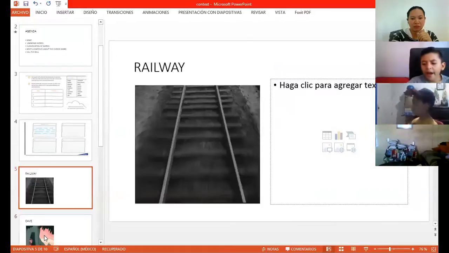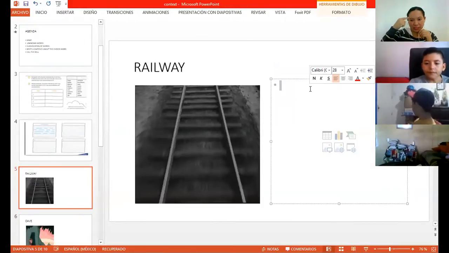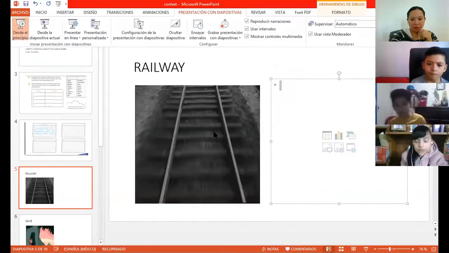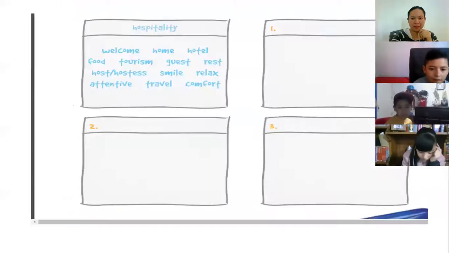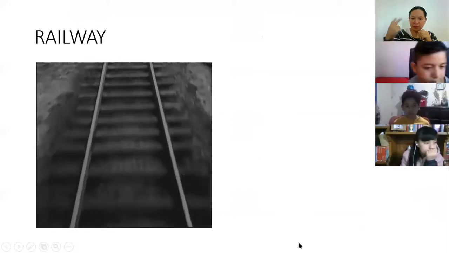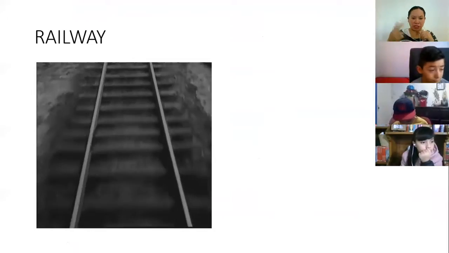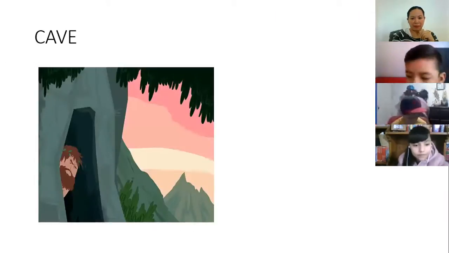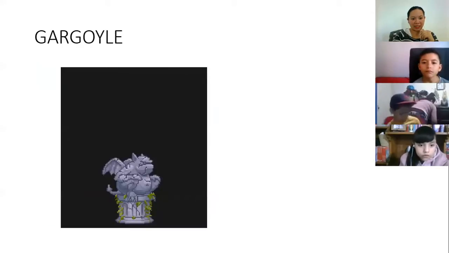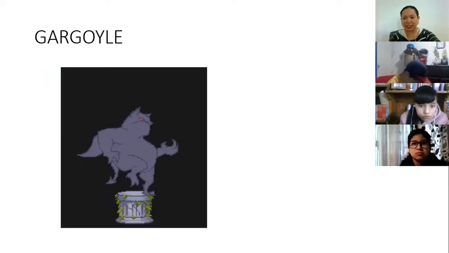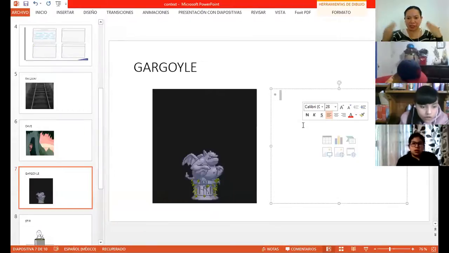And in this one, for example, railway. What words come to your mind when you see railway? Teacher, there are only two I don't know. Okay, fine. But we are going to work only on two right now. At home you can continue working, but because of time, we are going to work on two. Choose if you want to work on railway, cave, gargoyle, or steer. I don't know what a gargoyle is. Okay, we're going to know what it is. So let's write words about gargoyle. Tell me. Teacher, I know what a gargoyle is.